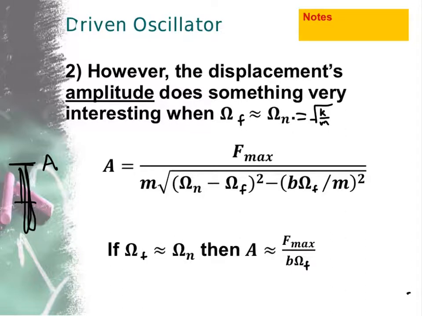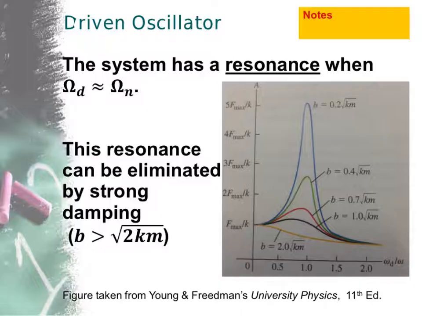Now you might be thinking to yourself, well, that doesn't seem like such a big deal, but look at what happens when B gets very small. What happens to A? Well, A is going to get really huge, which means that if I don't have a very strong damper on this, this amplitude is going to get very, very large. And that's exactly what this graph is telling us right here.